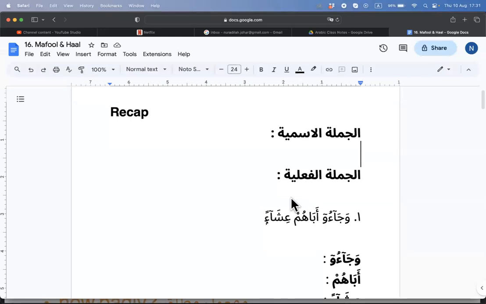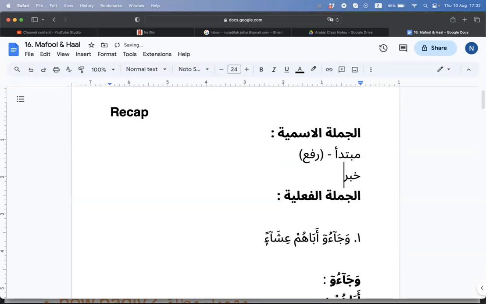Okay, before we move on to today's topic, let's do a quick recap. Can you give me the parts of jumlah ismiyah? Mubtada, khabar, and muta'alliq bil khabar. Correct. So mubtada is usually ism in what status? Rafa status.